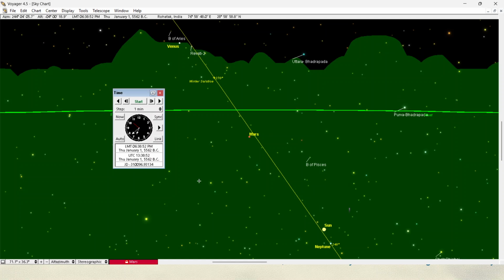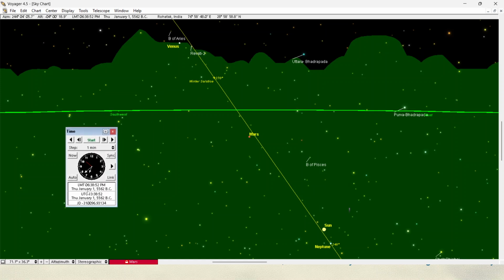Okay, so let's begin. What I have done is I have locked Mars position, as if we are going to ride on the Mars along the ecliptic. The timing is 1st January 5562 BCE. So this is approximately 1 year 10 months before the timing of the Mahabharata war. I deliberately picked January 1, 5562 BCE, so that those people who may want to redo this analysis using astronomy software, it's easy for them to remember.